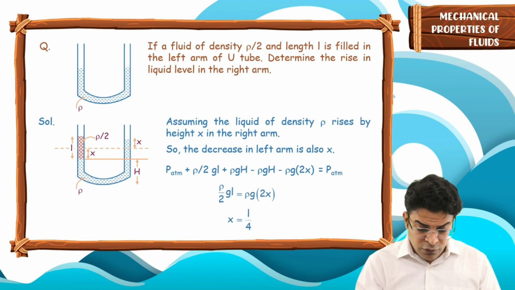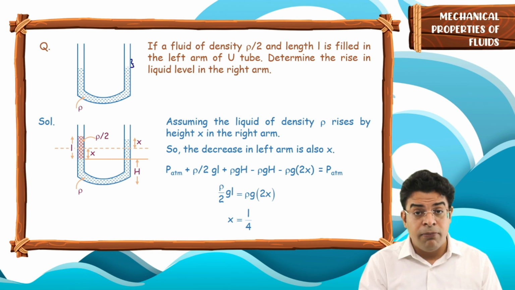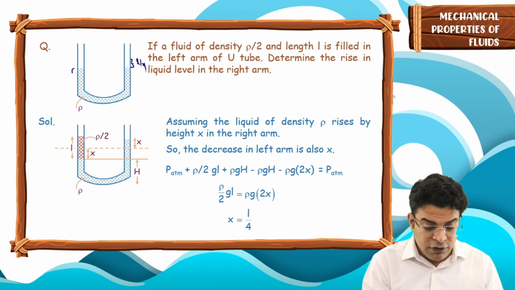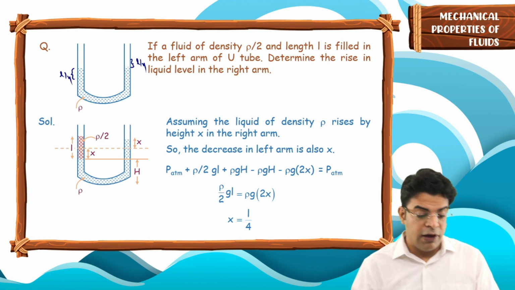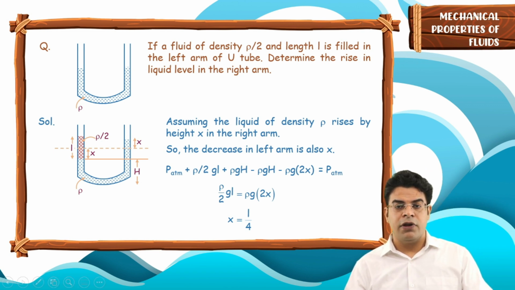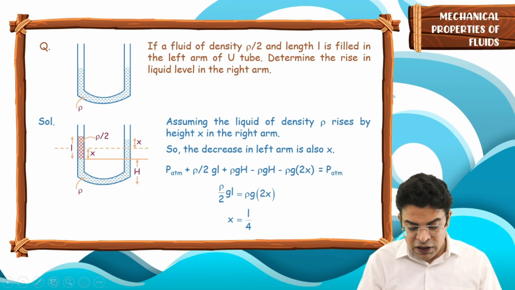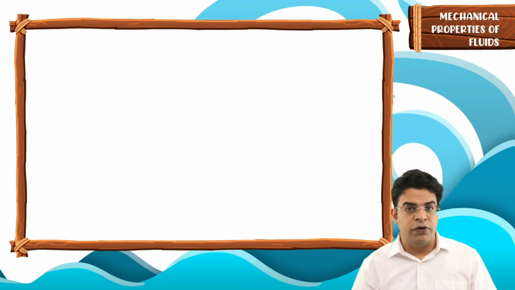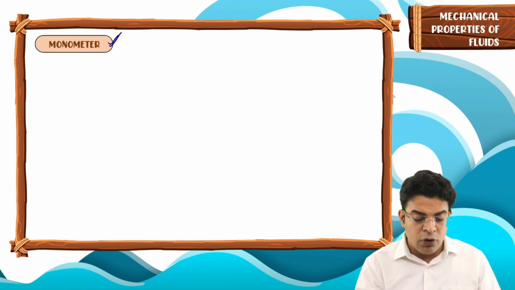So the fluid in the right arm will rise by a height L by 4, and the fluid in the left arm will dip by a length L by 4. That is the basic idea. So let's see more applications where I will make this same type of equation. So now we will talk about something called a manometer.